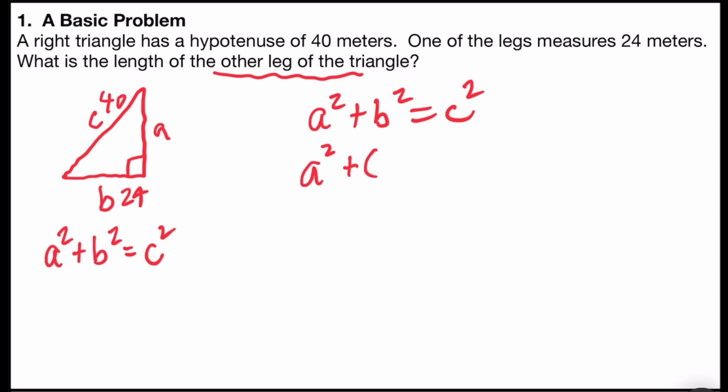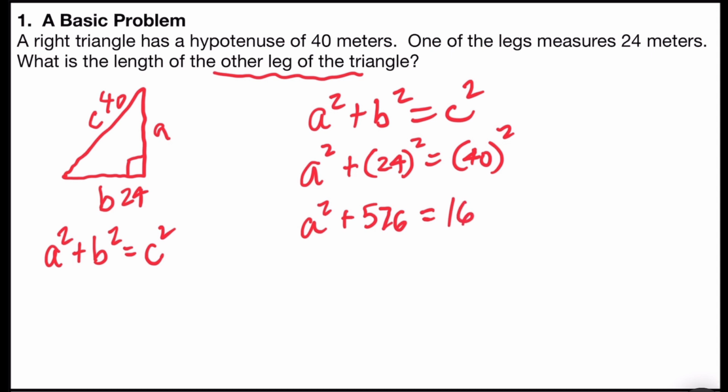We're going to substitute 24 for b and square that, and we're going to substitute 40 for c and square that. And so on the left side of my equation, I would have a squared plus 24 times 24, which is 576. And on the right side, 40 squared, which is 40 times 40, is 1600.